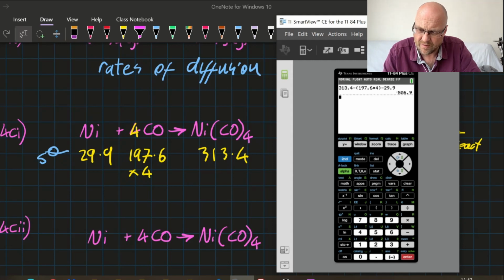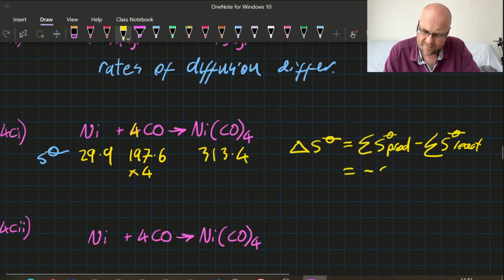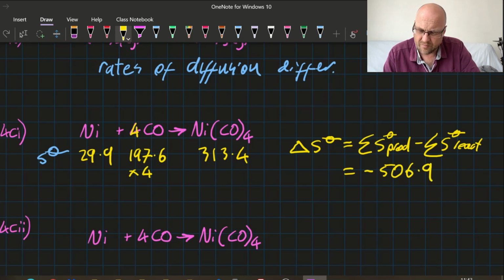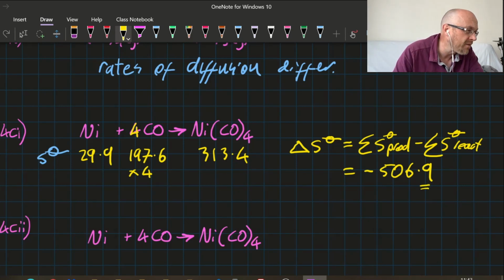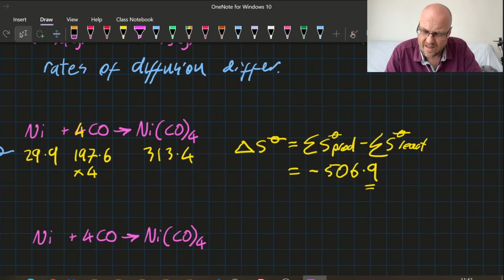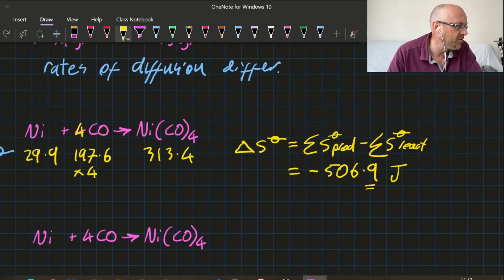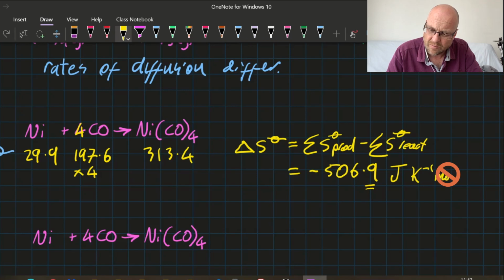Minus 506.9. One decimal place should be kept because everything in the question has one decimal place. Is that right? And so our first little tricky trap coming up is that's joules. In fact, it's in joules per Kelvin. And I bet that joule is going to cause us trouble later. Units weren't required for the answer though.